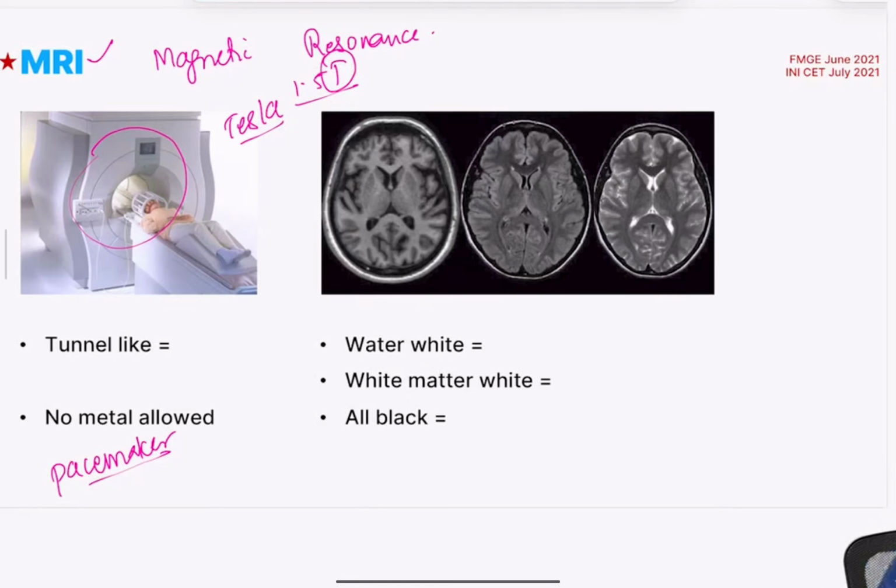How do you identify MRI? Is by this tunnel like thing. So MRI is basically dependent on what element in the body? The protons, H plus, very, very important. It takes the use of gyromagnetic property of protons in the body, right? And in MRI, the bone appears black.